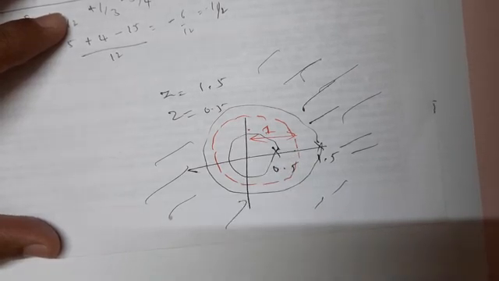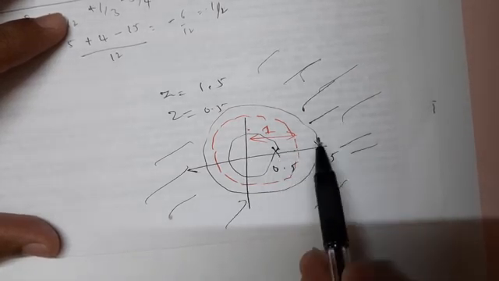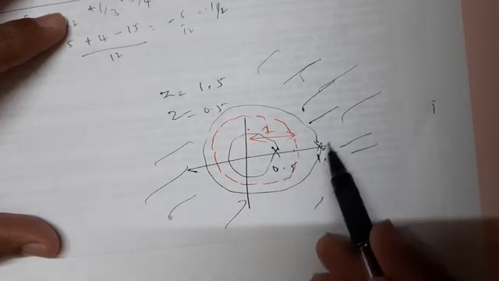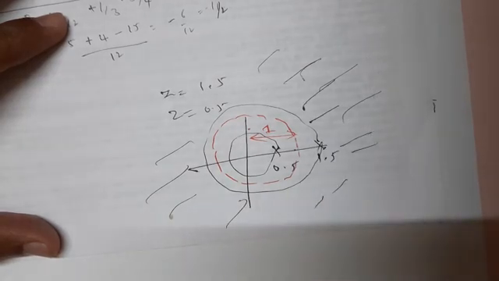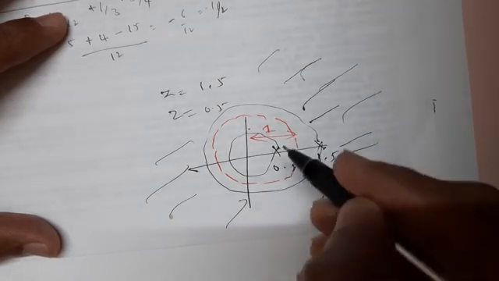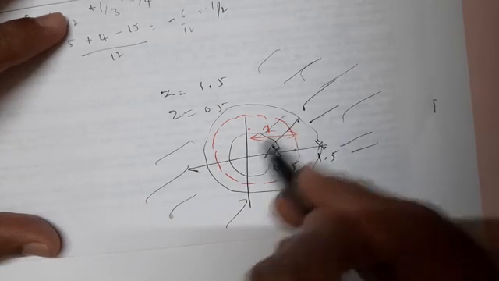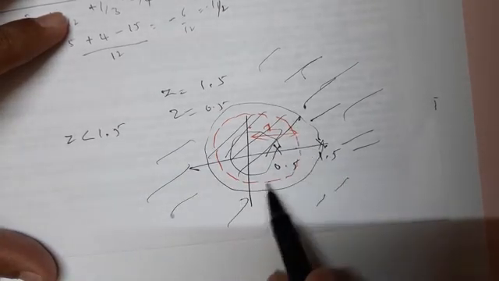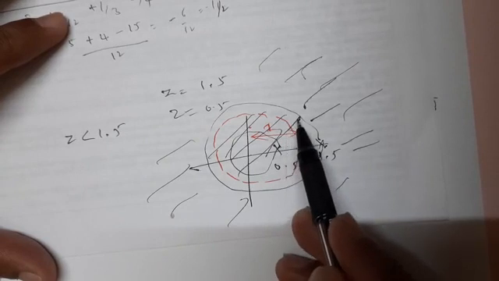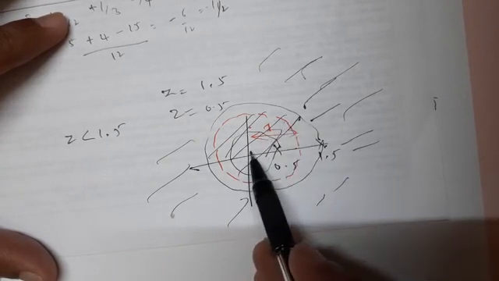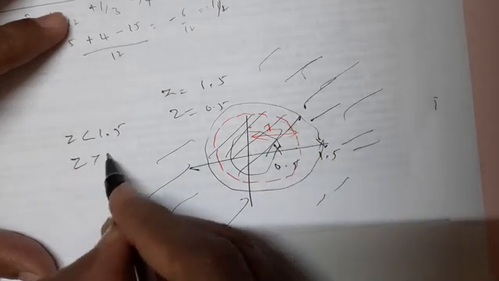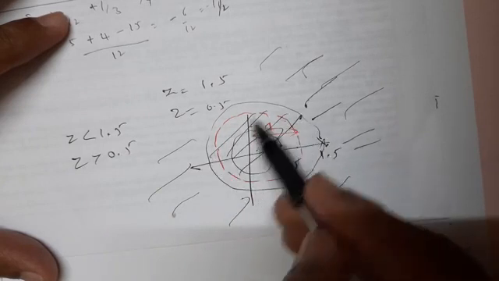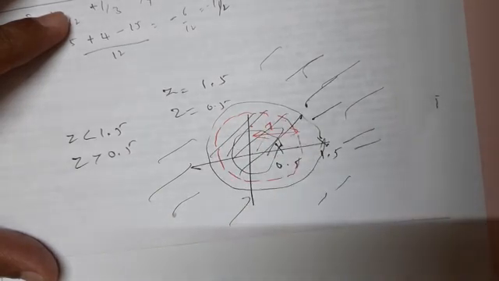Now what is the condition of stability? Stability says that the ROC should include the unit circle. Now when the ROC is |z| greater than 1.5, then it will not include the unit circle. If, for example, |z| is less than 1.5, then obviously it will include this circle of radius 1 also. Or |z| greater than 0.5 will include this circle also, and hence the system is said to be stable.